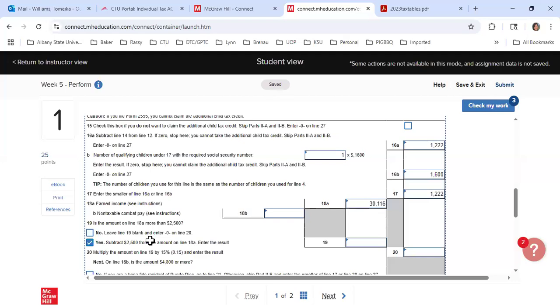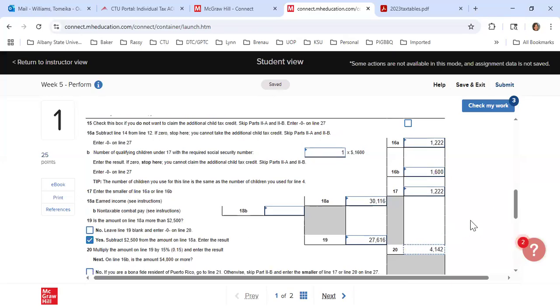So 30,116 minus 2,500 leaves us with 27,616 to place in box 19. And box 20 says to multiply the amount on line 19 by 15% or 0.15. And so 27,616 times 15% gives us 4,142 to place on line 20.